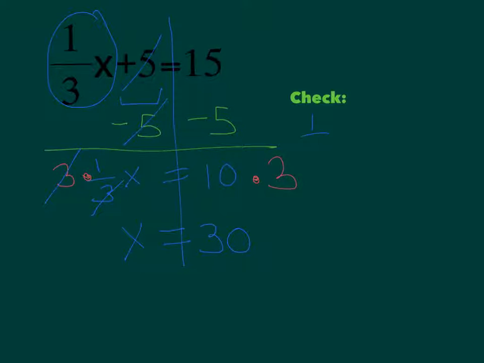So let's go ahead and substitute x equals 30 back into my original equation and see if it works. 1/3 times 30 plus 5 equals 15. So let's see if this works. So 1/3 times 30. 3 goes into 30 10 times. So that leaves me with 10 plus 5 is equal to 15. And I know that's a true statement, so I know that my solution x equals 30 is correct.